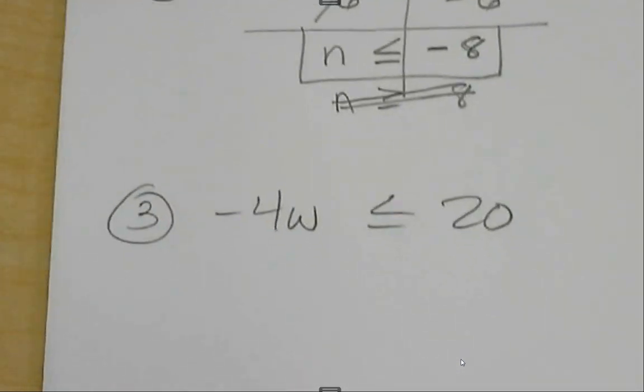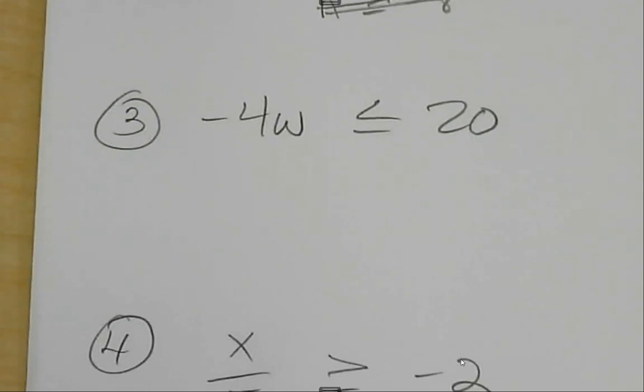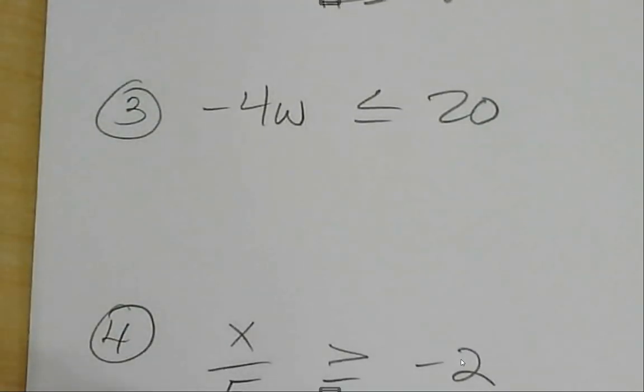All right, now let's move on to number 3. If you notice number 3, again, the goal is always the same as with equations. I need to isolate that variable. So the first thing I'm going to do is put my line down through here.